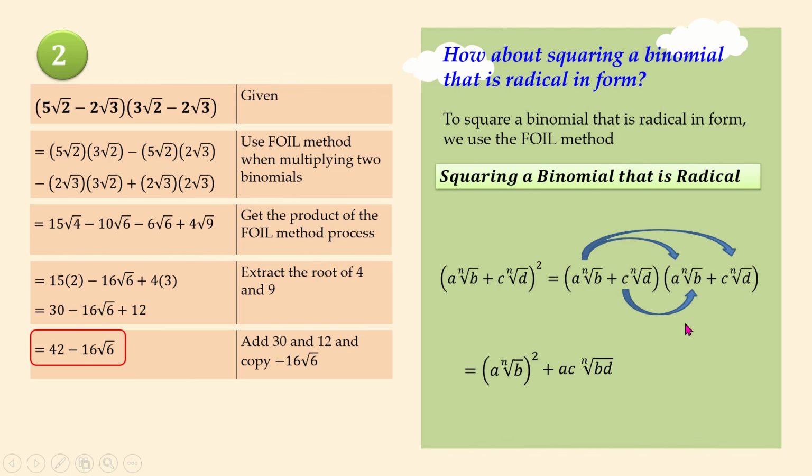Next, inner: c and a, d and b, or alphabetically, a and c, then b and d. So more or less the result of the outer and the result of the inner are the same, ac or bd. How about the last term? The second term times the second term, c and c, d and d. So it is also the square of c nth root of d.